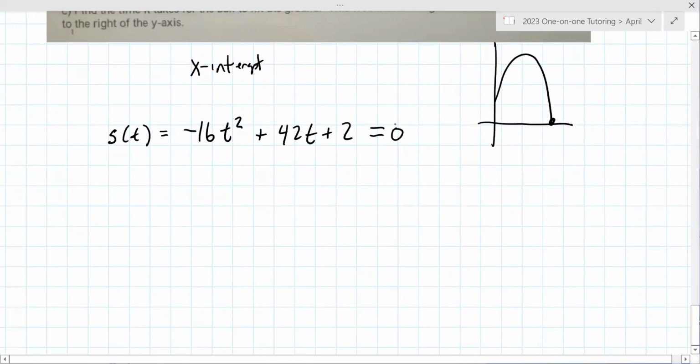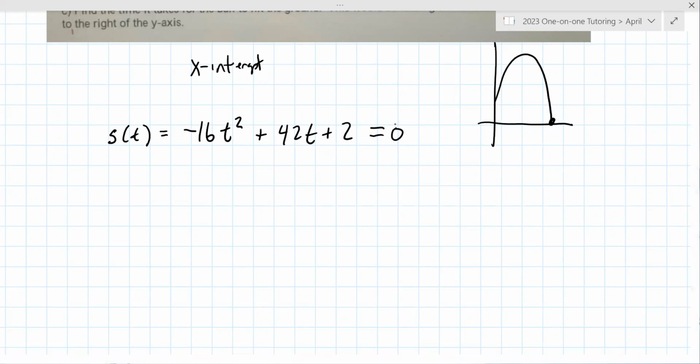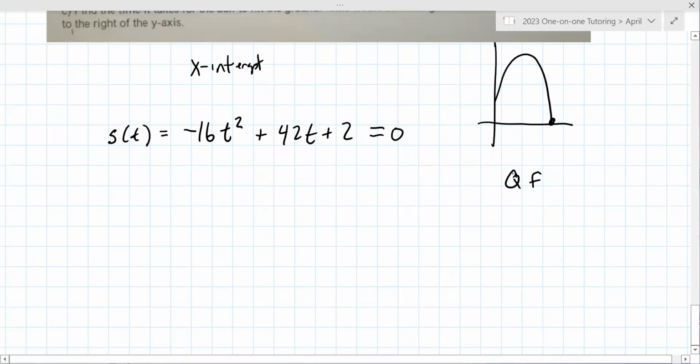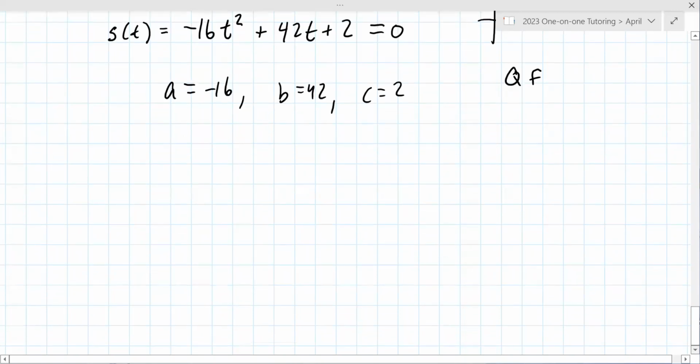So when you set an equation equal to 0, your options for solving it are factoring, completing the square, or, like your instructor said in the other one, quadratic formula. Quadratic formula always works here. So A is minus 16, B is 42, and C is 2. Did we talk the other day about how to do this a little more programmatically in the Desmos Scientific? Like you can enter A equals minus 16, B equals 42, C equals 2, and hit enter each time. And then you can just type in the quadratic formula.